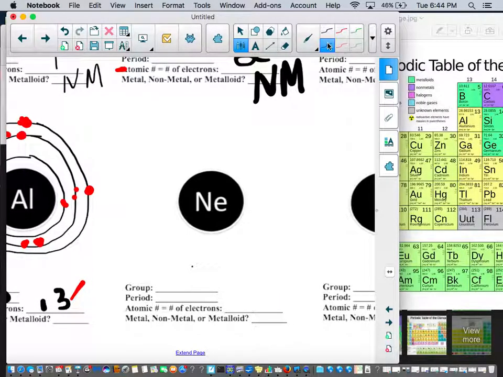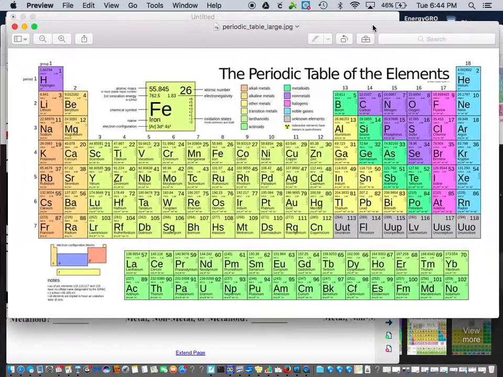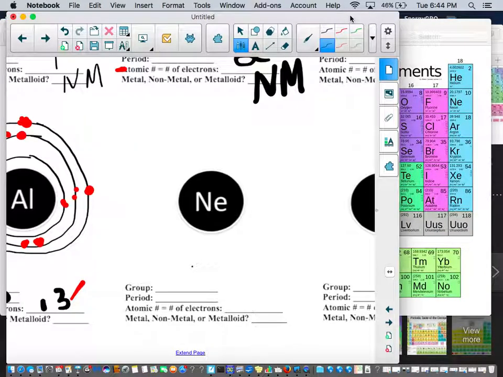Okay, neon. Finding neon on the periodic table, look over here in group 8A. Neon is in group 8. It's found in the second period. It has 10 total electrons. It's a nonmetal. So we have period 2, 2 shells.